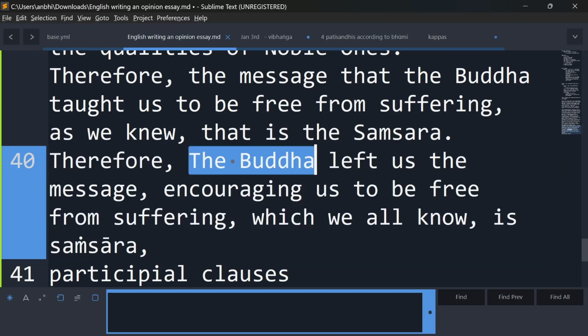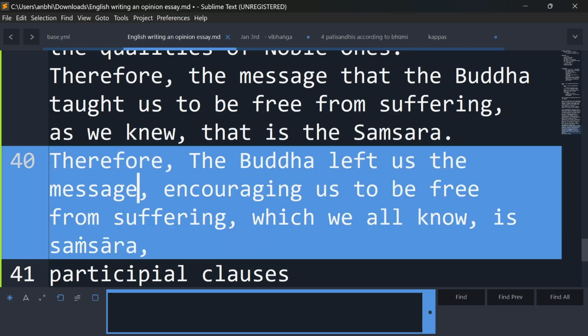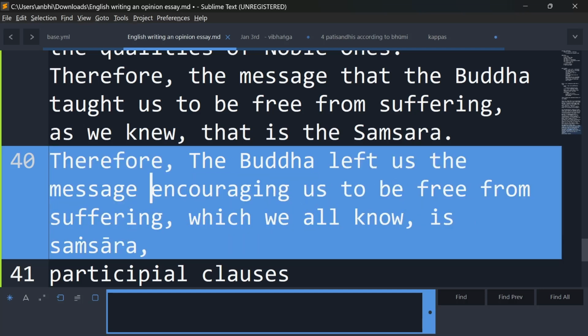If you put a comma, I would interpret the encouraging as coming from the Buddha. So maybe it's optional. Encouraging us to be free from suffering. Now I'll talk about suffering, which we all know.